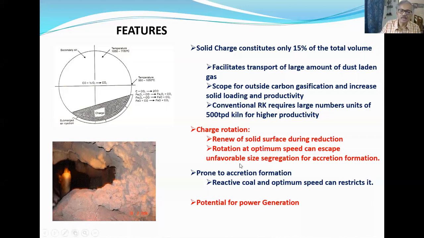Another method by which you can reduce the accretion formation is the use of reactive coal. If the coal is quite reactive, then it will gasify fast. It will go to complete gasification, and that basically helps in reducing the accretion formation. And it has a very good potential for power generation. In fact, if you don't generate power utilizing the waste gas, this process is not very good.